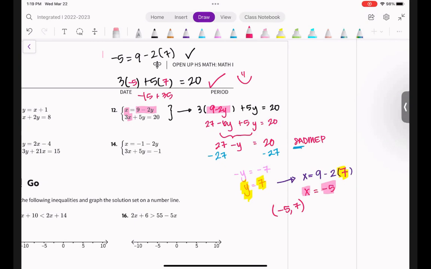It's also very good practice. This is my favorite reason why math is the best. All right.